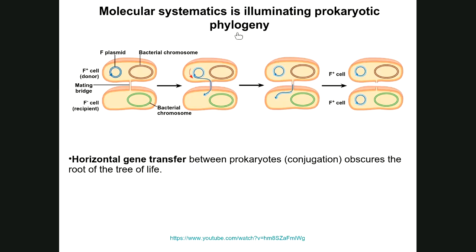Okay, so molecular systematics is illuminating prokaryotic phylogeny. However, nothing's perfect. There's always a wrench being thrown into everything. And this was the part I was telling you about before. It's a process that sometimes they call conjugation. Sometimes they call it horizontal gene transfer. This is what I was talking about earlier.